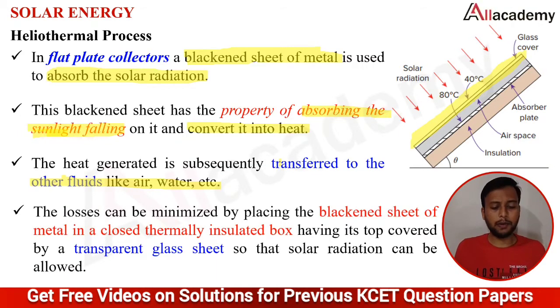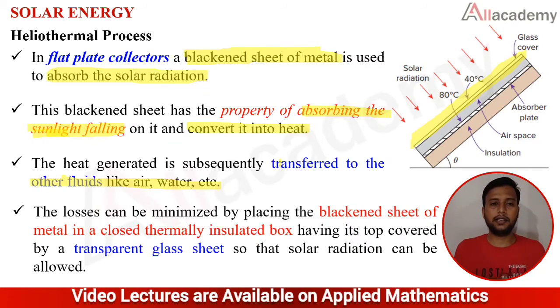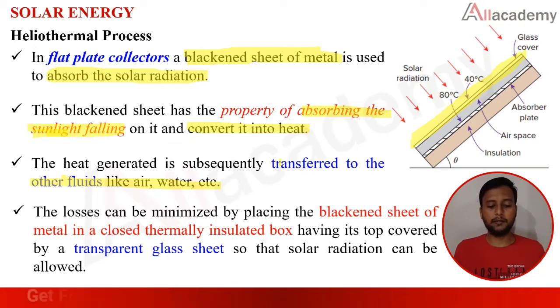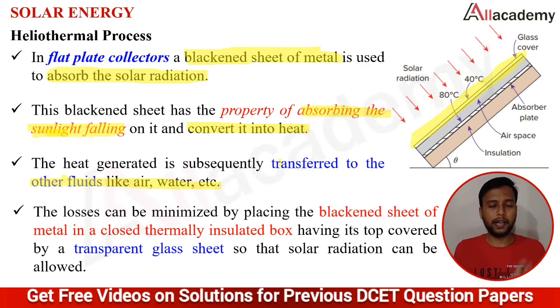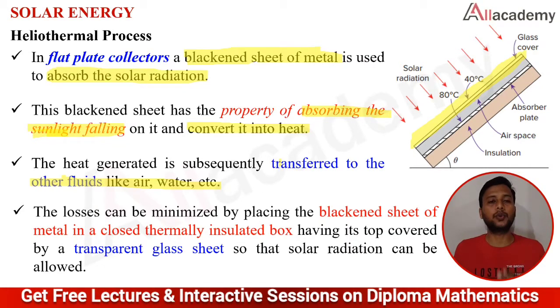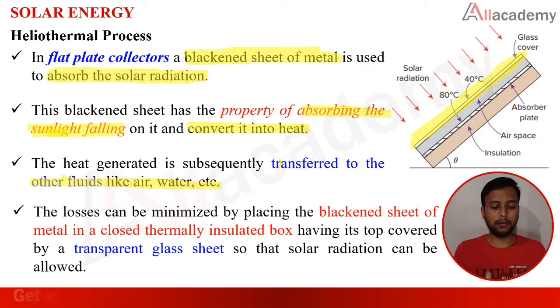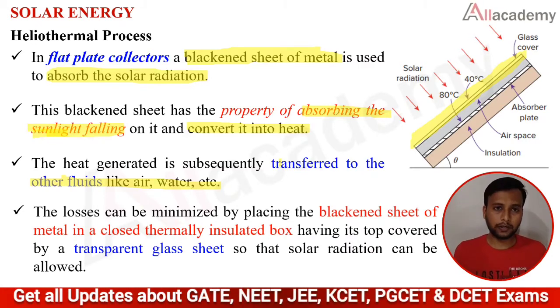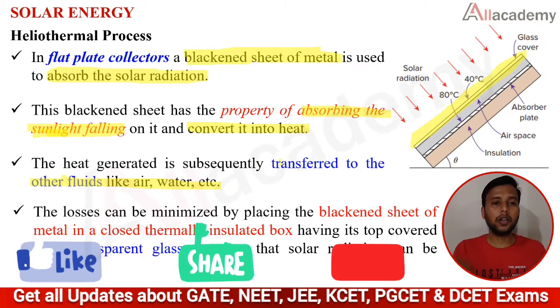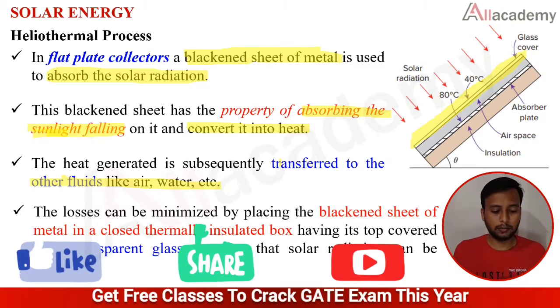Now the losses can be minimized. Obviously when there is heat generation, there will be some losses, and these losses are minimized by placing the blackened sheet of metal in a closed thermally insulated box. To increase the efficiency, the whole box is made into insulation, so that whatever heat energy is produced should not come out of it. So it is thermally insulated.